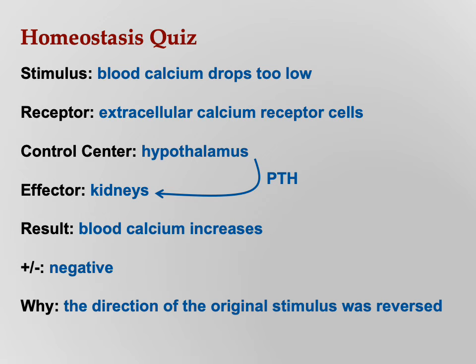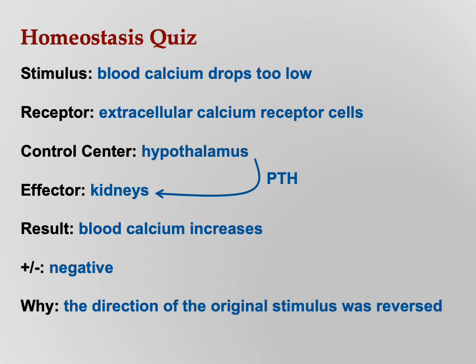The effector. This is where, when I do it in class, I see a lot of mistakes. A lot of people put PTH as the effector. When you're trying to figure out the effector, you're trying to figure out who actually most directly causes the change to take place. It was the kidneys that were doing that absorption, okay? They were doing the calcium absorption. They are the effector.